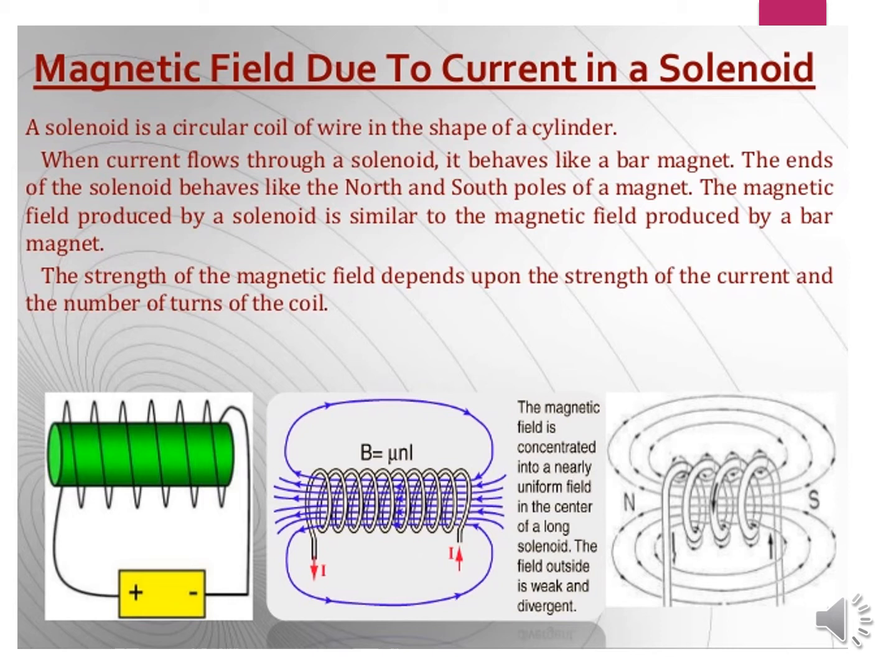The strength of the magnetic field depends upon the strength of the current and the number of turns of the coil. Now we can see the solenoid, which has a circular coil of wire wound around, and the magnetic field is concentrated into a nearly uniform field in the center of a long solenoid. The field outside is weak and divergent.